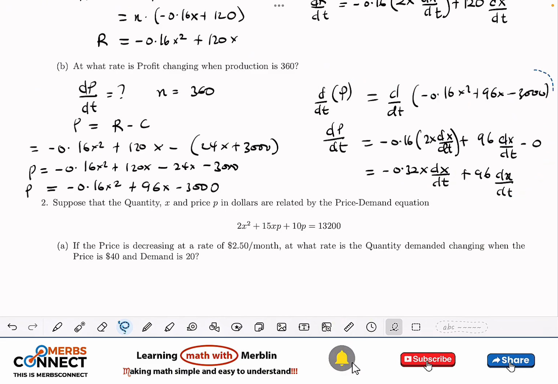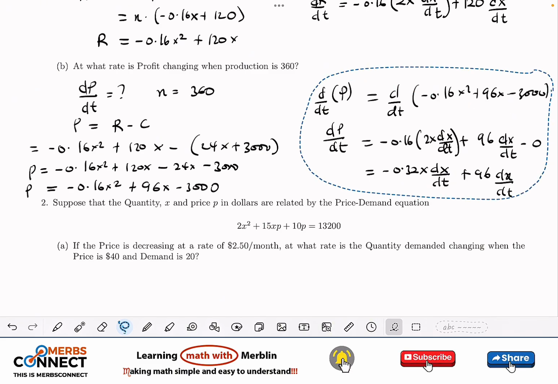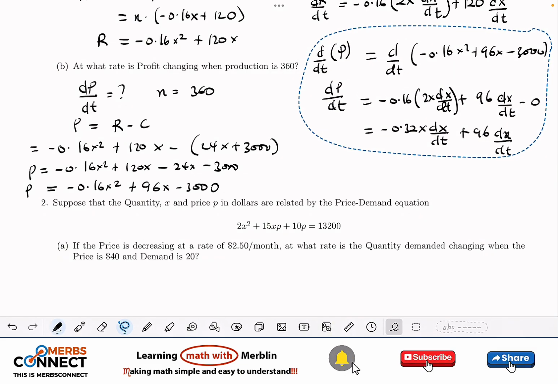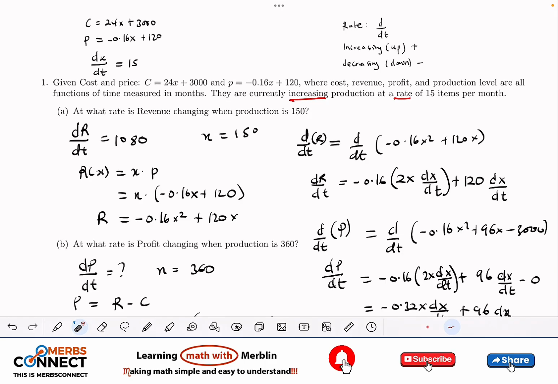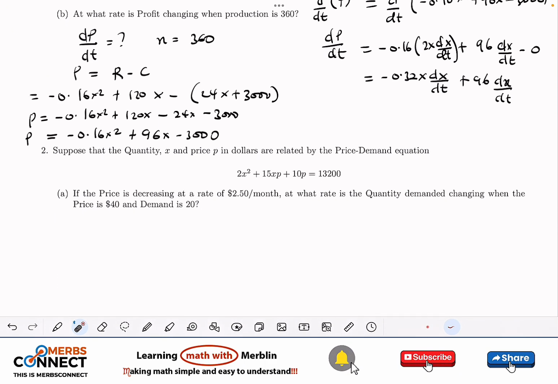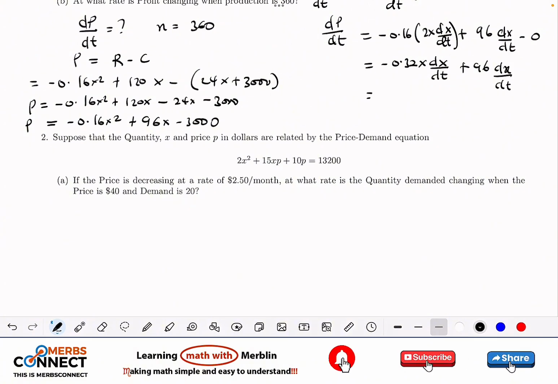So when we do substitution, what are we going to get? We know x, the x given to us, is 360. And what is dx over dt? dx over dt was given to us in the preamble, which is 15. So when we do substitution, we are going to have minus 0.32 times 360 times 15 plus 96 times 15.